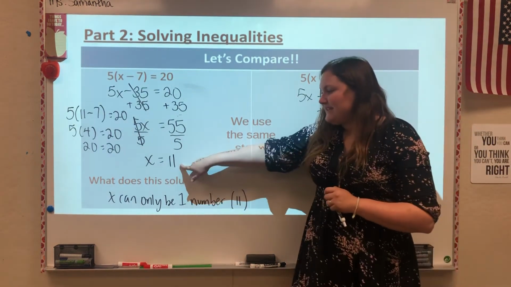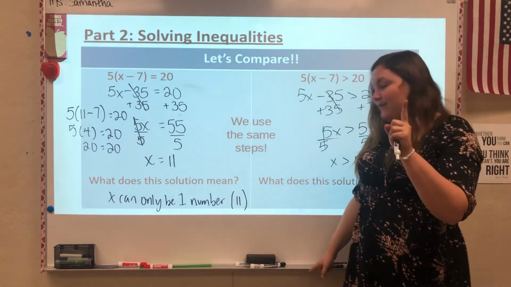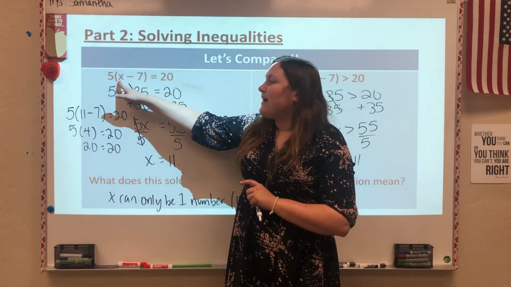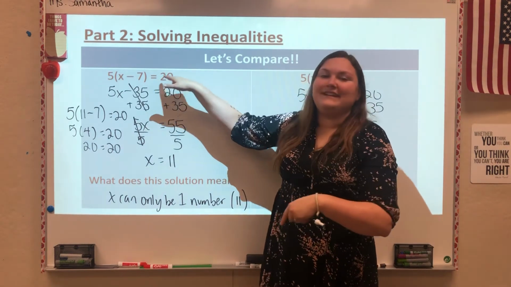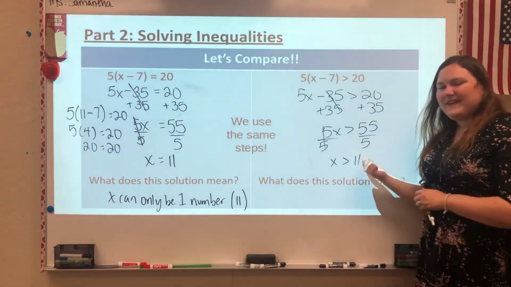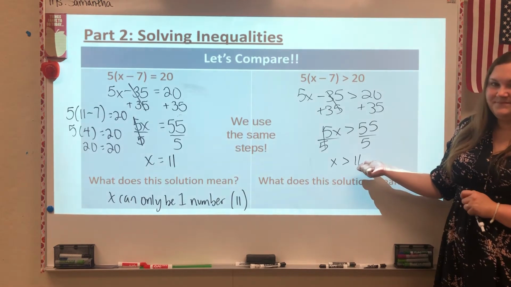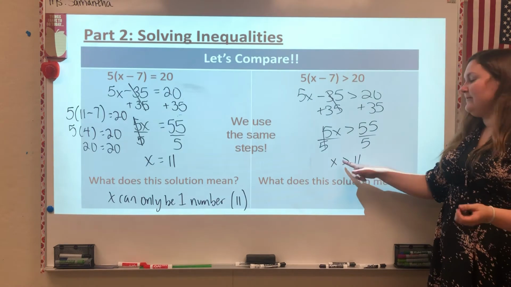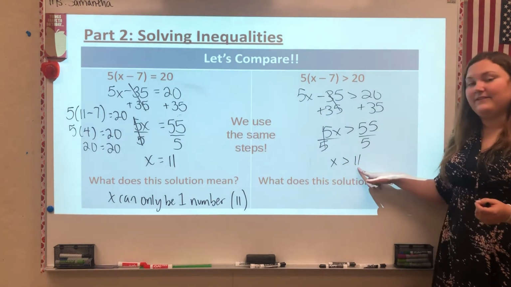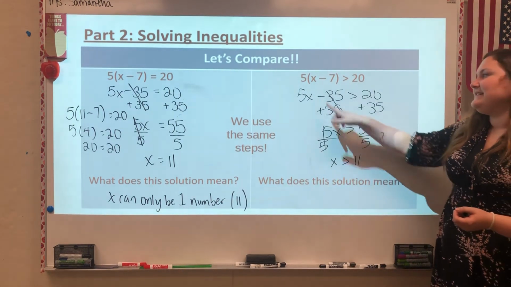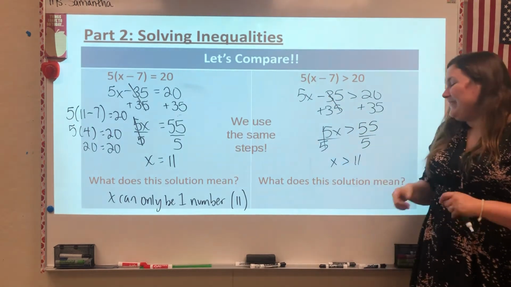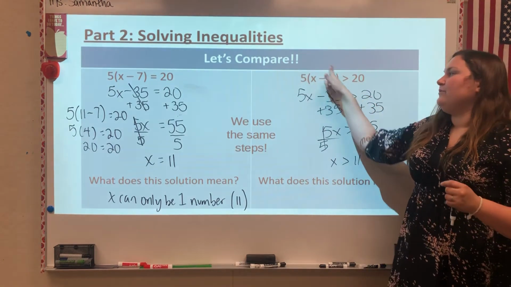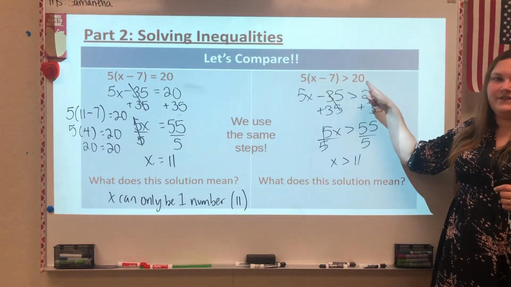When we say x equals 11, we already said x can only be one number. That one number is 11. That is the only number that works in our original problem, so that the left side equals 20. What do you think this solution means? Well, when we read it, it says x is a number that is greater than 11. What that solution means is that x right here, you can replace it with any number greater than 11, and it would give you a left side that is greater than 20.